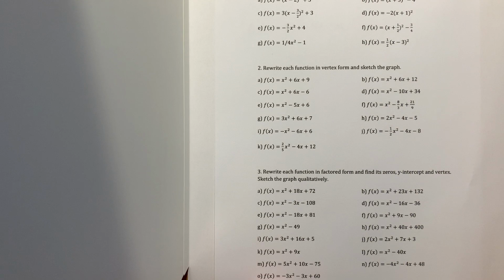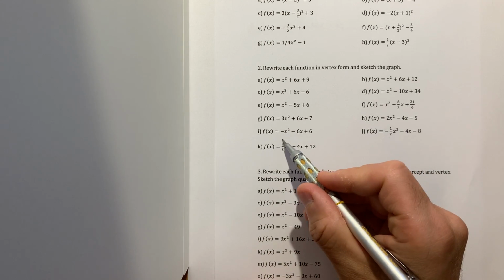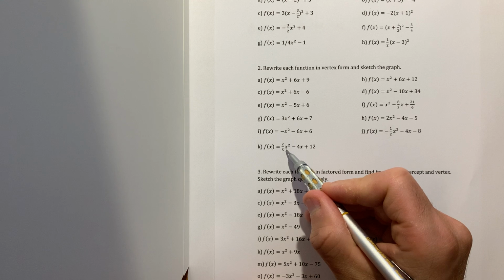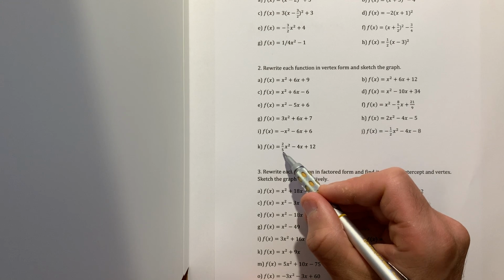Hi, I'm Mr. Huber, and in this video we're going to talk about exercise 2K. Well, again, we do have a factor other than 1 in front of the x squared. In this case, it will be a happy parabola because it's positive, and it will be a vertical shrink because it's between 0 and 1.